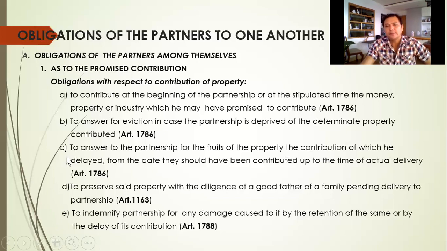Letter C, to answer to the partnership for the fruits of the property, the contribution of which he delayed. So again, fruits of property, these are civil fruits, natural fruits, industrial fruits. So if ever the property to be contributed by a partner will bear fruits, the fruits should be given to the partnership, because in this case the partner has committed a delay. It says here, which he delayed. So the fruits will actually be the ownership of the partnership. So the owner of the fruits is the partnership, from the date that they should have been contributed up to the time of actual delivery.